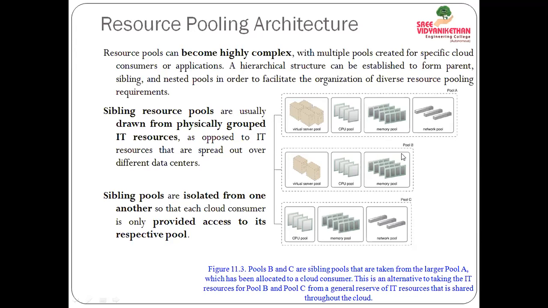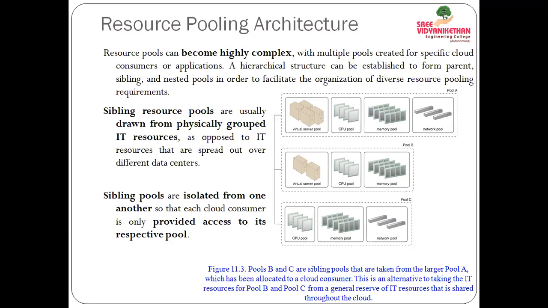Similarly, pool B is formed from pool A. How is this pool B formed? Pool B has again a virtual server pool, but only 2 resources of the virtual server pool. Similarly, all the 4 CPU resources will be needed from the pool, and the memory pools also will be needed entirely. That means 4 memory pools and 4 CPU pools, but only 2 virtual server pools have been consumed. On the other hand, from the same pool A, you can also come up with another sibling where 4 CPU pools are created, 4 memory pools are created, and also 3 network pools are created.